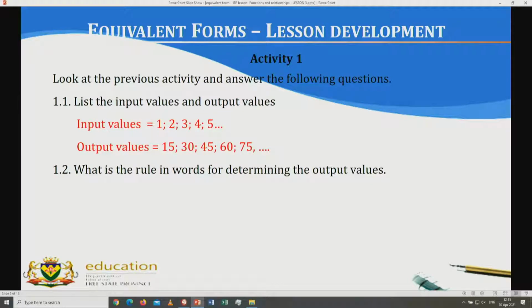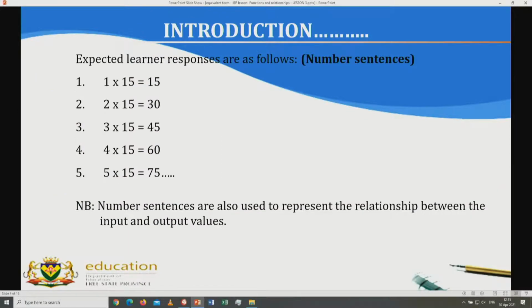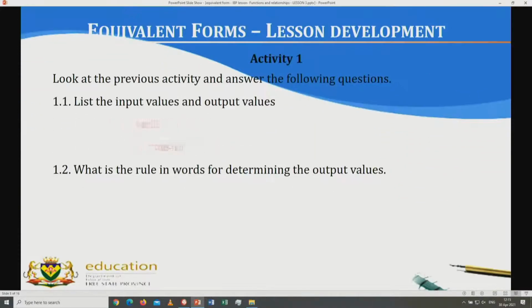Now, when you look at that activity, here are our input values. For input values, we have 1, 2, 3, 4, 5. It is from this activity. We have 1, 2, 3, 4, 5. And the output values are 15, 30, 45, 60, and 75, and so on.